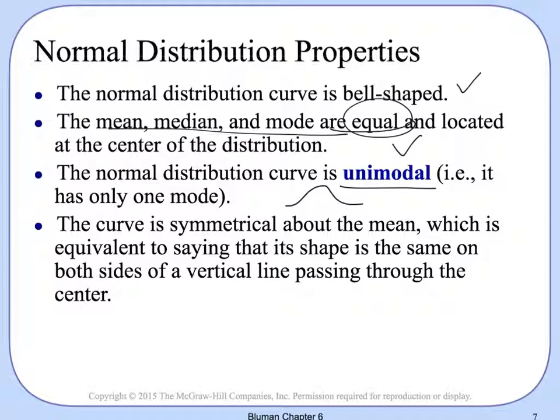The curve is symmetrical about the mean. This is very important. That means it's perfectly symmetrical. So there's the same amount of things on this side and this side. And when you fold it, it should match up perfectly. Now I know not every distribution is perfectly symmetrical, but if it's approximately normal, we're going to assume that it's symmetrical. So the curve is symmetrical about the mean, which is equivalent to saying that its shape is the same on both sides of the vertical line passing through the center. So that's our symmetry line.